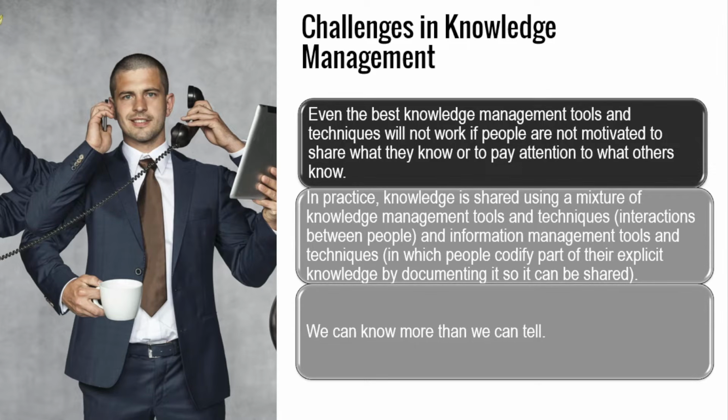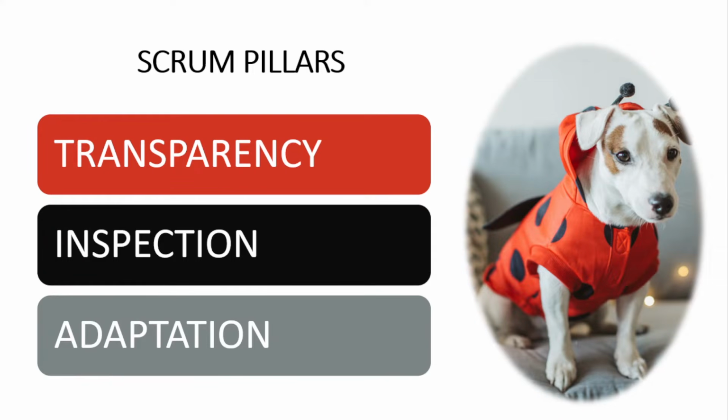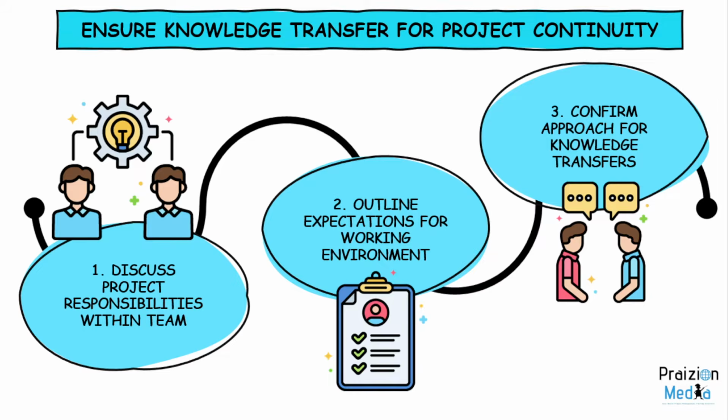So again, you got to know the challenges you face in this task. The challenge is people being transparent, people being open, and people understanding. Those pillars that we talk about in Scrum are not just for Scrum. They are useful when we are sharing knowledge with each other. So again, ensure knowledge transfer so the project can continue.